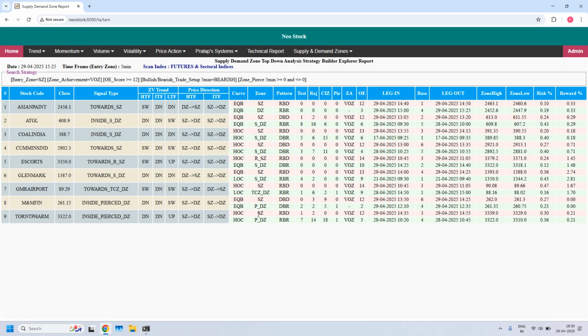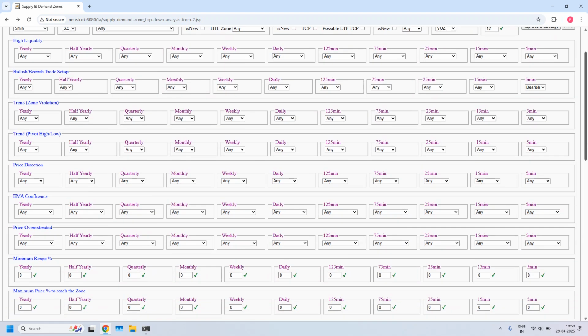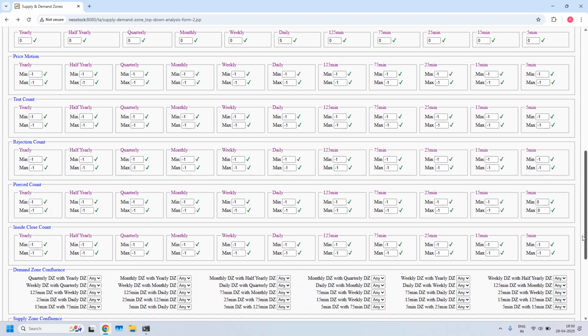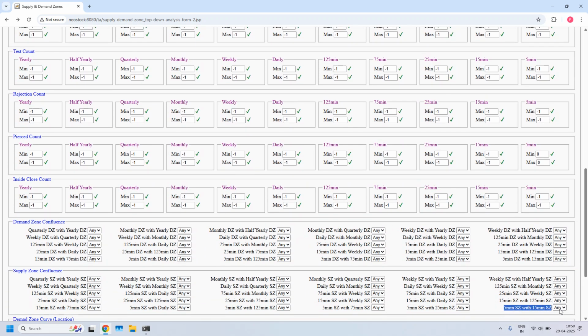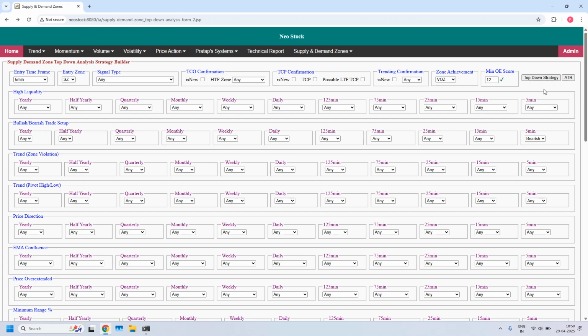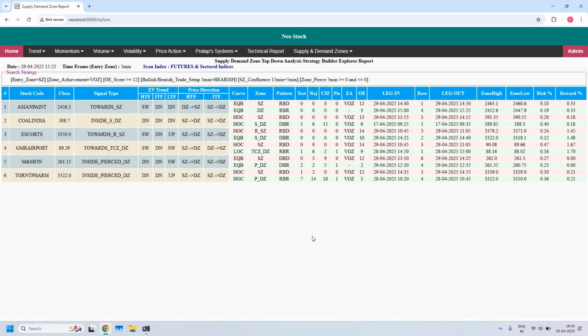Entry time frame zones are 5 minute supply zones. All these are 5 minute supply zones. Total 9. Out of these 9, let us find any high probability trade setup supported zones based on the zone confluence. First filter is 5 minutes and 15 minutes supply zone confluence. So with this filter, out of 9, 6 are filtered. In these 6, 5 minute supply zones are overlapped with 15 minute supply zone, and 15 minutes trend is down in all the stocks.